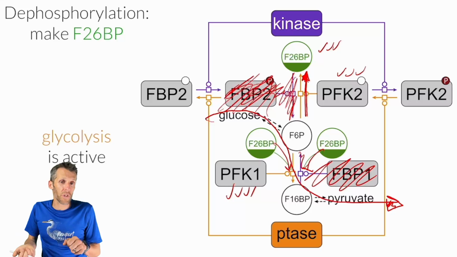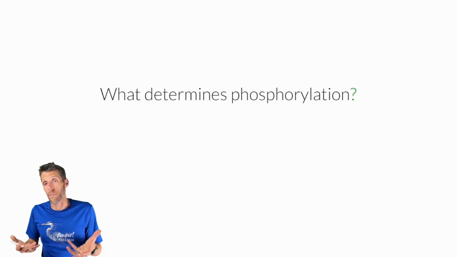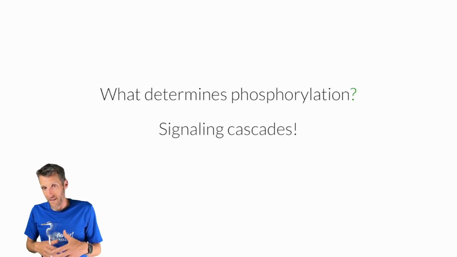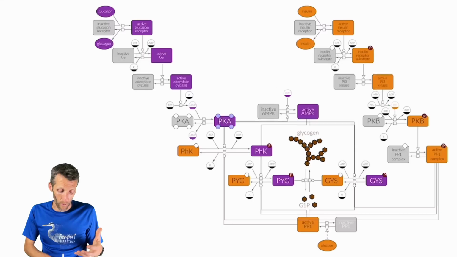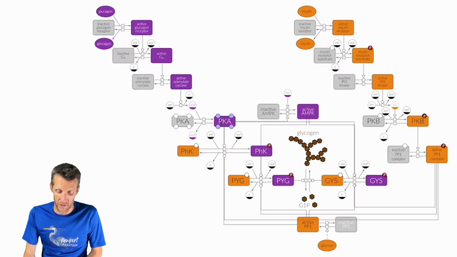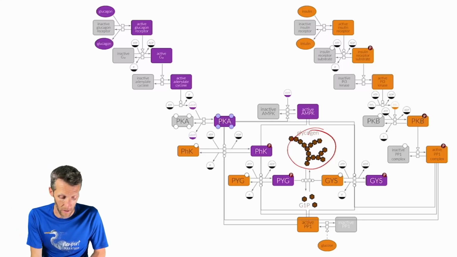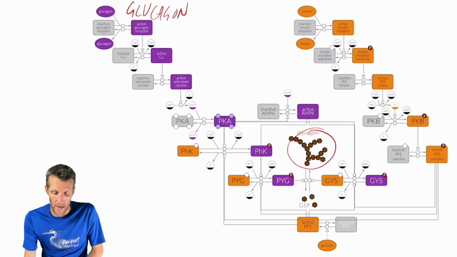So the same sort of switching logic we've seen in the past, where phosphorylation of two enzymes can switch the system from having a preference for one direction versus the other. So what determines phosphorylation? Signaling cascades, right? And we've seen this before. This is something I showed in a previous video, looking at how glycogen synthesis and breakdown responds to glucagon signaling, the low blood sugar signal, and insulin signaling, the high blood sugar signal.